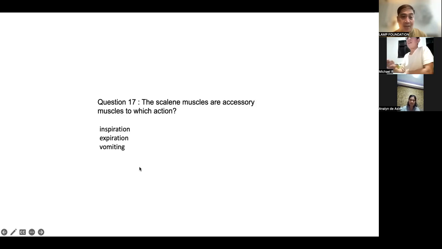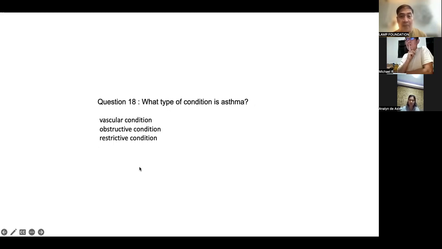Hemoglobin. The sinewy muscles are accessory muscles to which action? Inspiration. It is accessory, so the diaphragm is the main one. What type of condition is asthma? Obstructive conditions. Good.